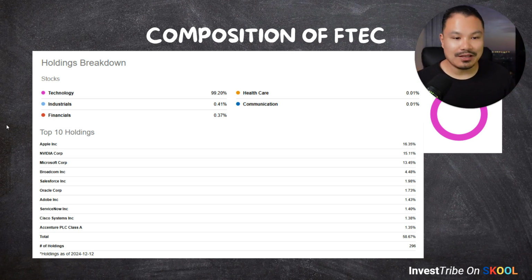But let's look at the top 10 holdings. So of course it's going to have NVIDIA, right? Because NVIDIA is all the rage right now. It has Microsoft, Broadcom, Salesforce, which I'm actually kind of surprised about, Oracle, Adobe, ServiceNow, Cisco Systems, and Accenture. All right. And it has a total makeup of 296 companies, right? So when you buy this one ETF, you're getting instant diversification amongst 296 different companies, right? That's pretty good. So your risk is lowered, right?